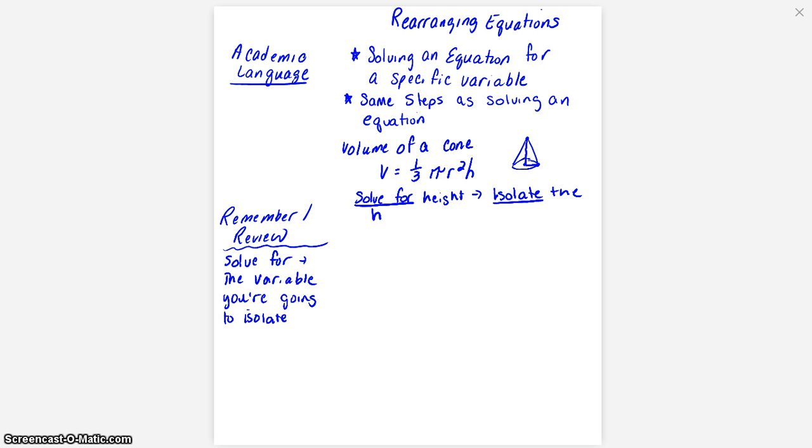So let's see here. First of all, let's work this forwards. If we take the height, we multiply it by the radius squared, we multiply it by pi, and we multiply it by 1/3. Multiplying by 1/3 is the same as dividing by 3. So we could go about this a couple different ways. Let's divide both sides by pi times r squared. So let's rewrite this.